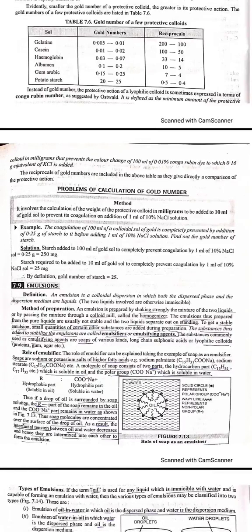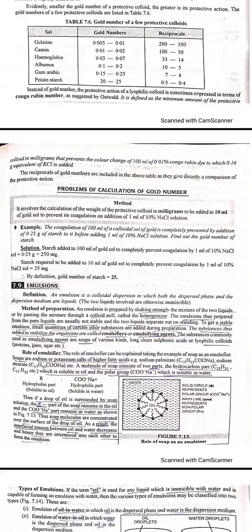Emulsions, definition: an emulsion is a colloidal dispersion in which both the dispersed phase and the dispersion medium are liquids. Now, method of preparation: an emulsion is prepared by shaking strongly the mixture of the two liquids, or by passing the mixture through a colloid mill called the homogenizer. The emulsions thus prepared from pure liquids are usually not stable, and the two liquids separate out on standing. To get a stable emulsion, small quantities of certain other substances are added during preparation.